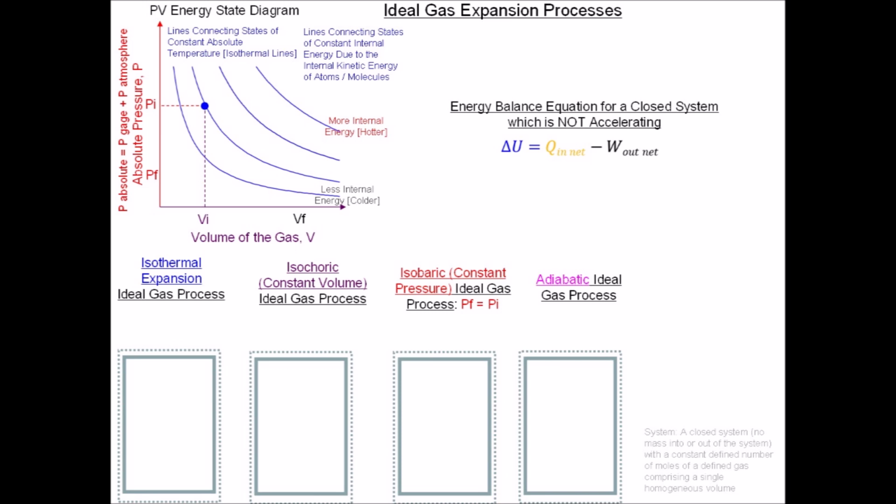In the previous videos, I talked about ideal gas compressive processes, in which the final volume is less than the initial volume. In this video, we'll talk about the reverse of that, the ideal gas expansion process, where the final volume is greater than the initial volume.